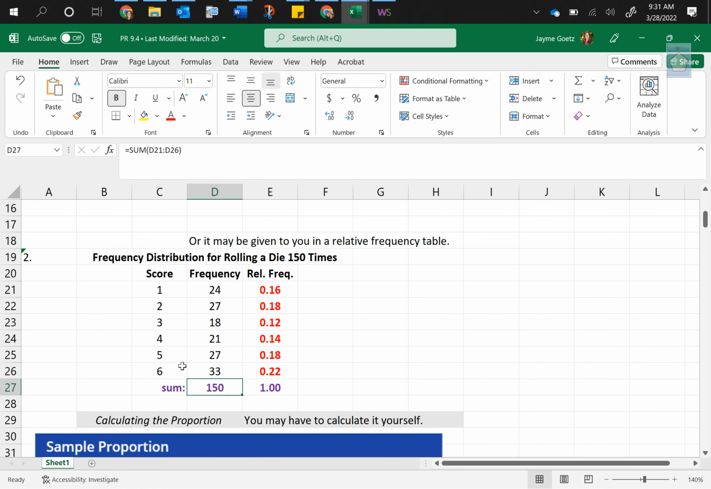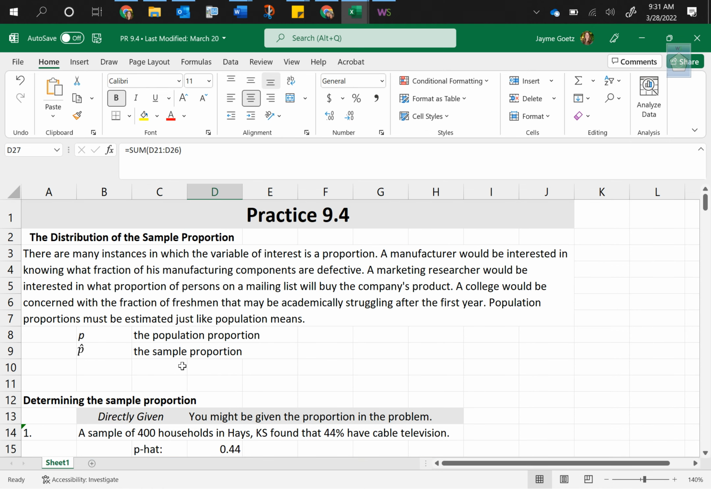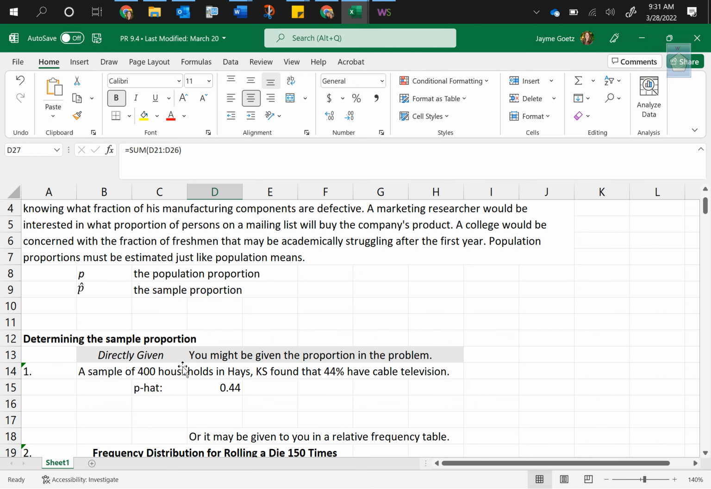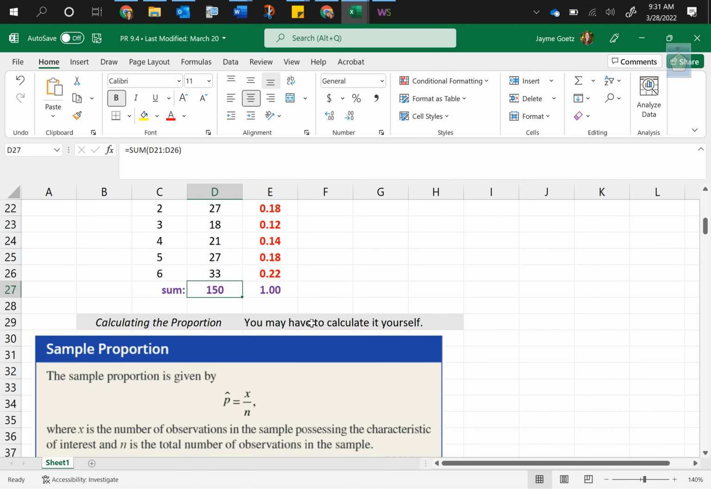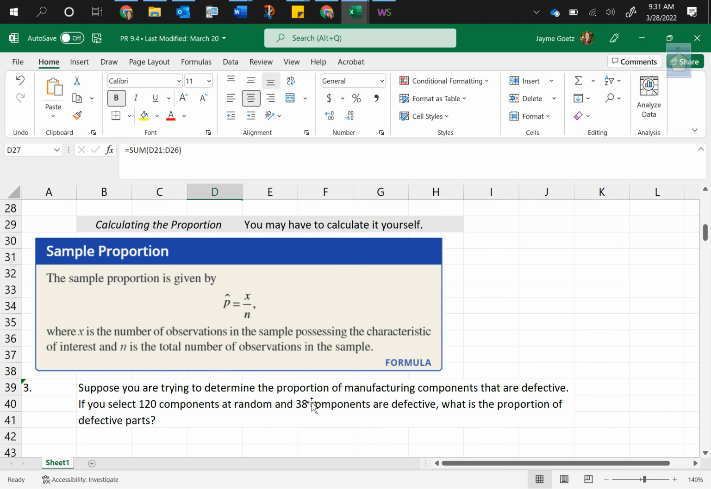The other way is if it's not directly given to you, you might have to calculate the proportion yourself. Okay, so calculating the proportion, we should know is x over n. Another way, and we've talked about this in the past, it's what you want over the total. Okay, what you want over the total. So the sample proportion is given by P hat equals x over n, where x is the number of observations in the sample possessing the characteristic of interest, what you want, and n is the total number of observations in the sample, the total. So again, proportion, what you want over the total.